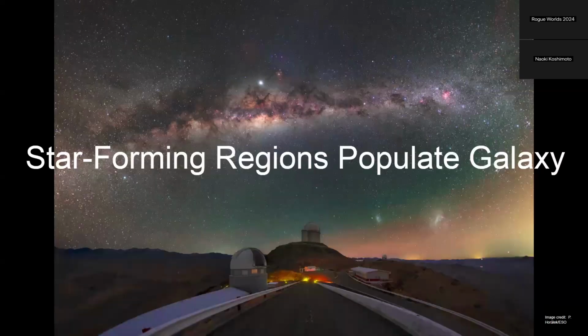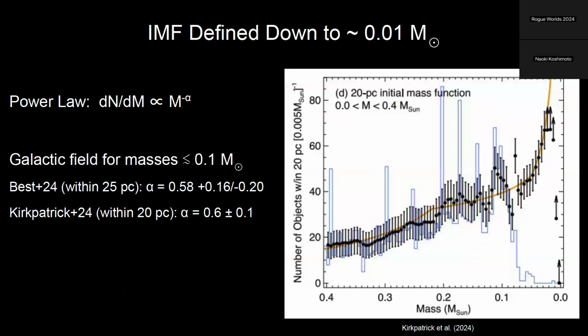Okay, so importantly, this process happens in star-forming regions and star clusters, and all of those different star-forming events will populate the galactic field. So what we see in the galaxy is really just a summation of all of these previous star formation regions, and we can use our local neighborhood to try to characterize what the products of the star formation process are as well.